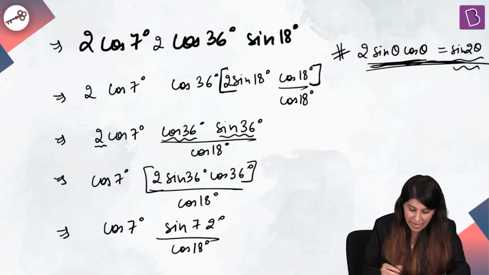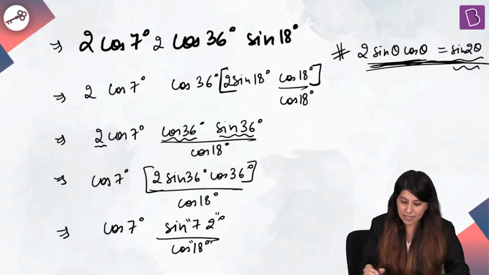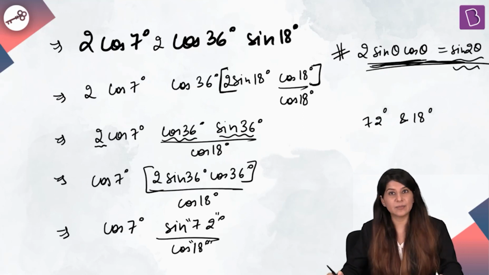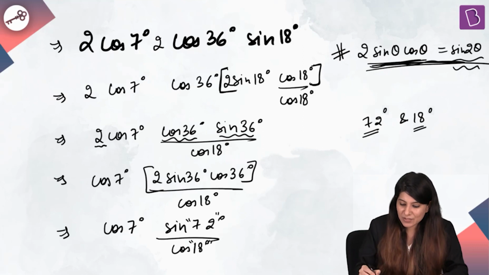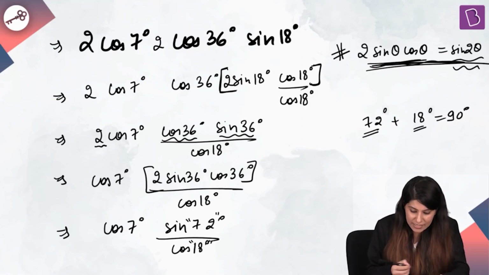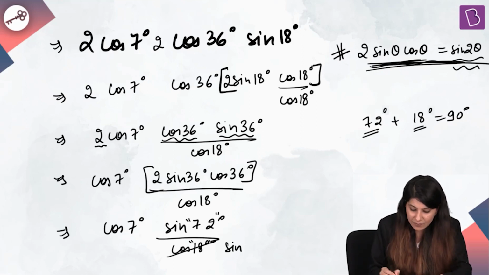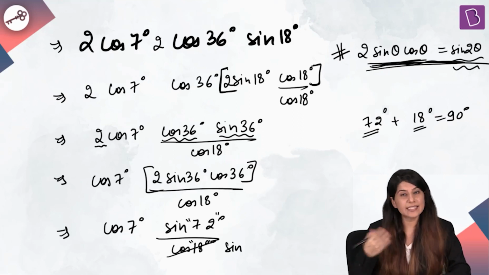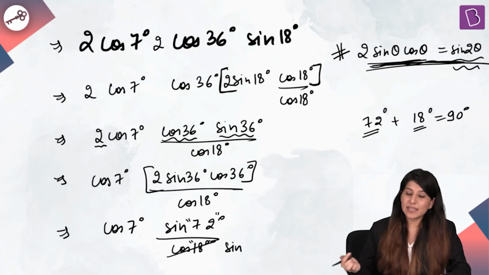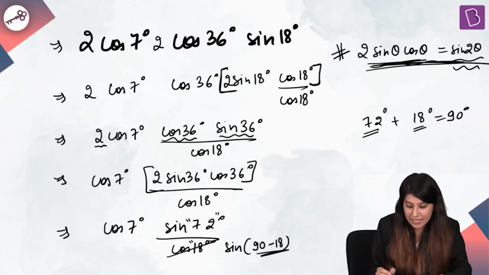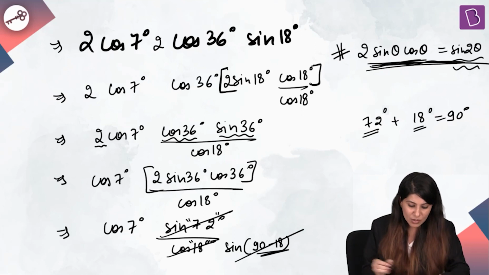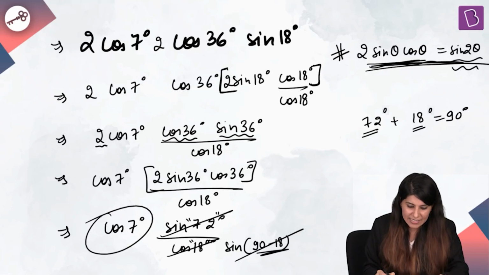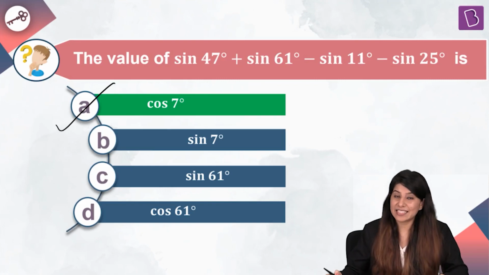Now just observe the angles. This is 72 degree, this is 18 degree. Are you getting my point? 72 and 18, what is that? This is nothing but complementary angles. If you add these two angles, you're gonna get 90 degree. Isn't it? That means this cos 18 can be written as sine 90 minus 18. Isn't it? Cos theta is sine 90 minus theta. Cos 18 is sine 90 minus 18. And sine 90 minus 18 is nothing but sine 72 degrees. Isn't it? So we can cancel out these two terms. So I'm just left with cos 7 degree. That gives me option A as the correct answer.